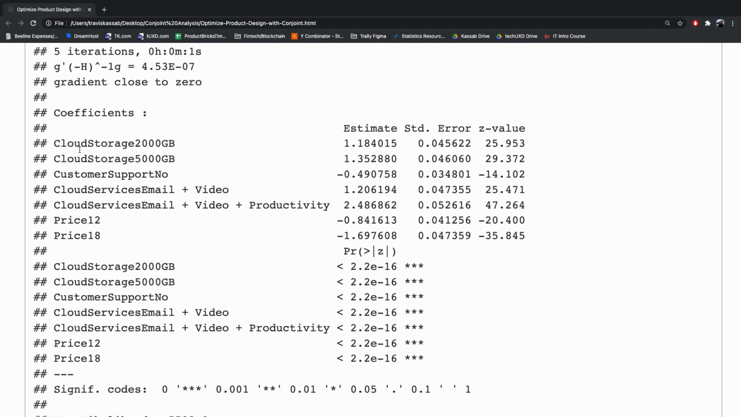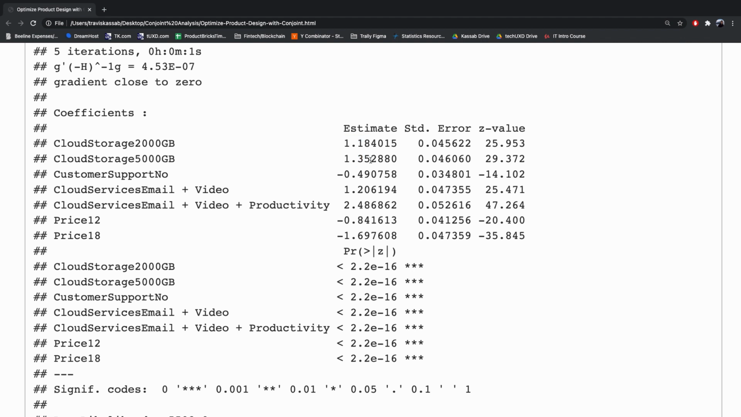So you'll notice here that some variables seem like they're missing. Where is price 6? Where is cloud storage 30 gigabytes? Since all of our independent variables are categorical, they're factor variables, there needs to be a reference level in order to assign coefficients to the other levels. The reference level is the first level of the categorical variable, and that is set to 0 for each attribute. So cloud storage 30 gigabytes equals 0. Cloud storage 2,000 gigabytes and 5,000 gigabytes are 1.18 and 1.35 respectively.